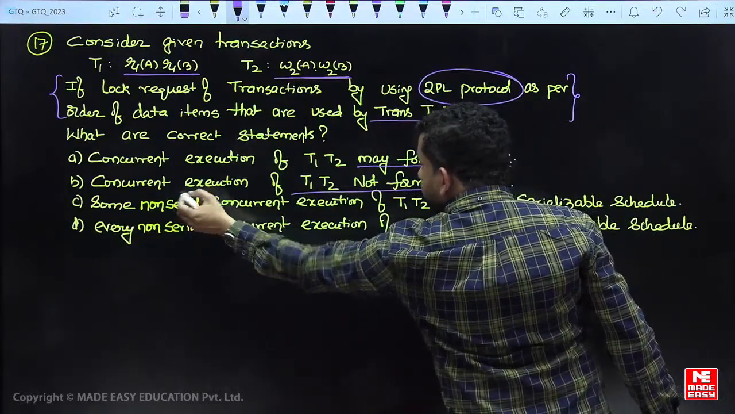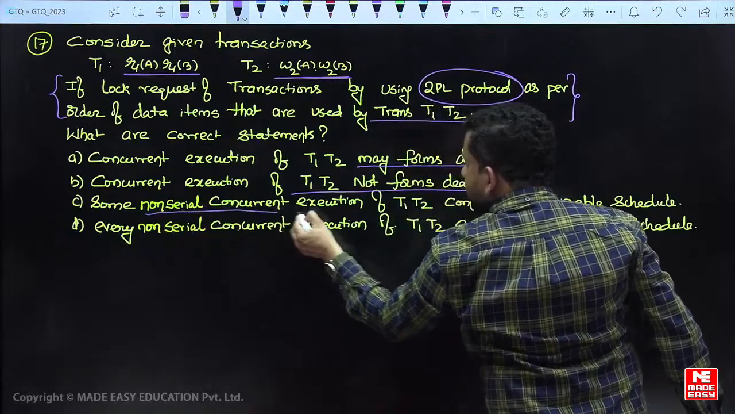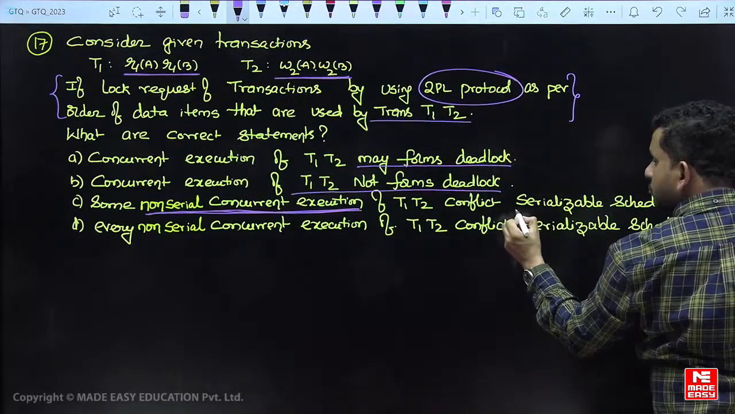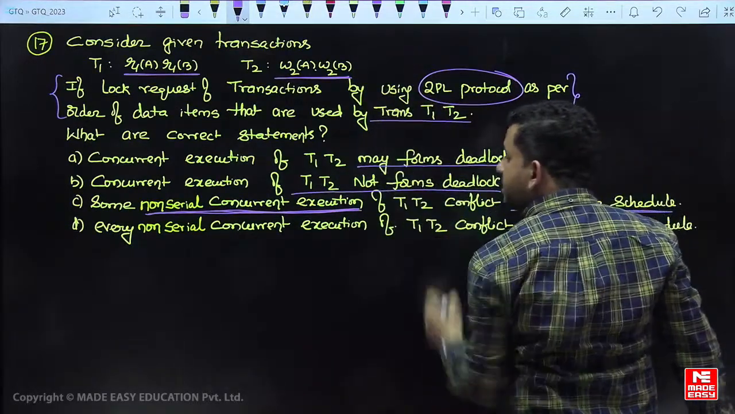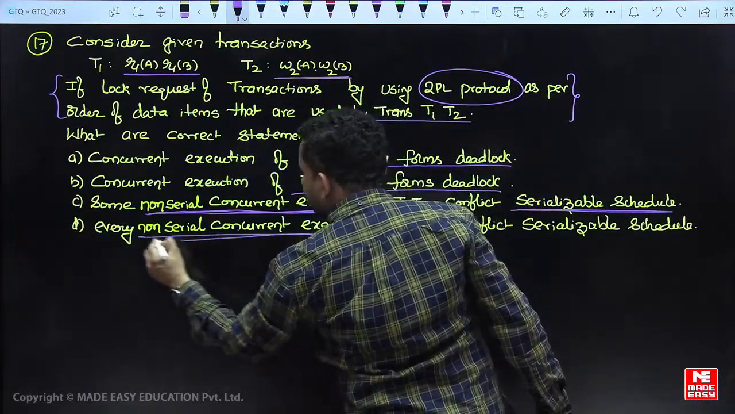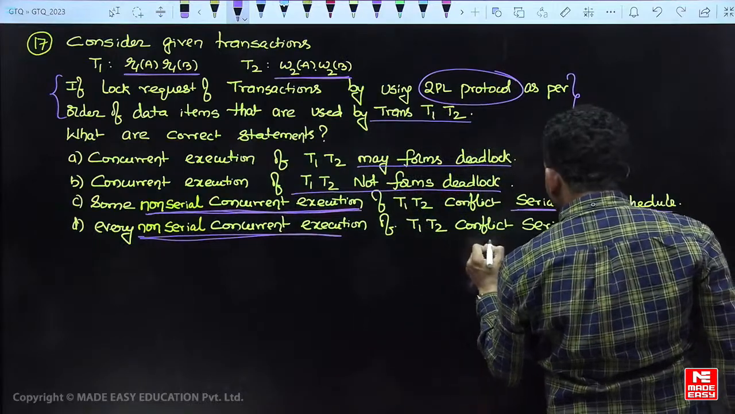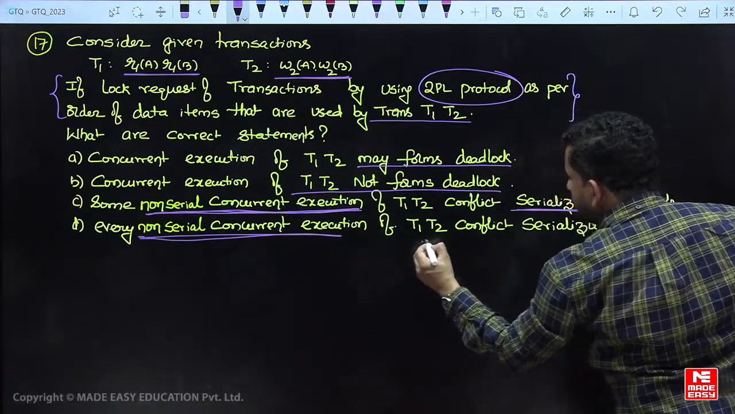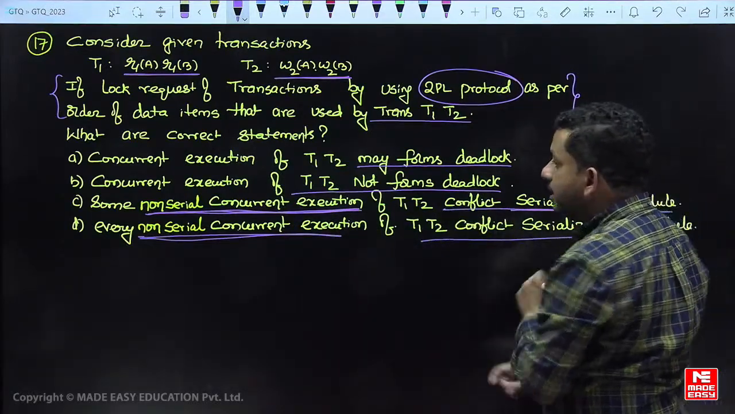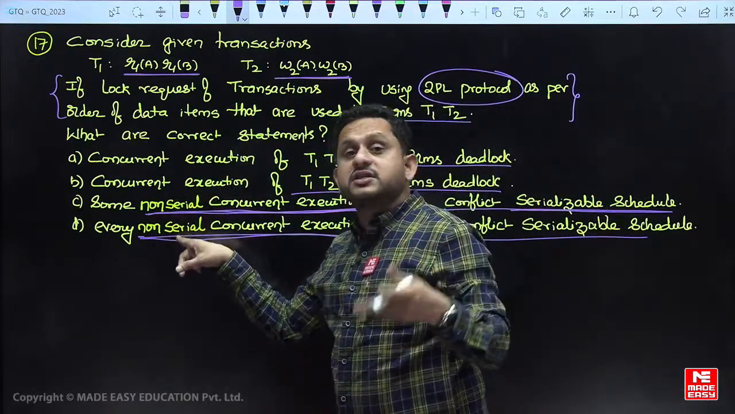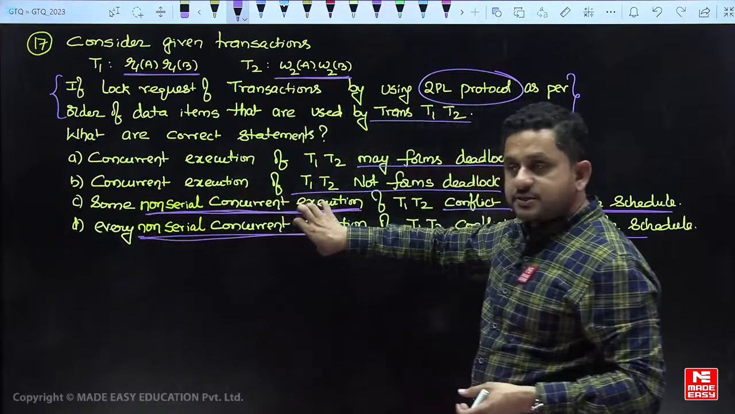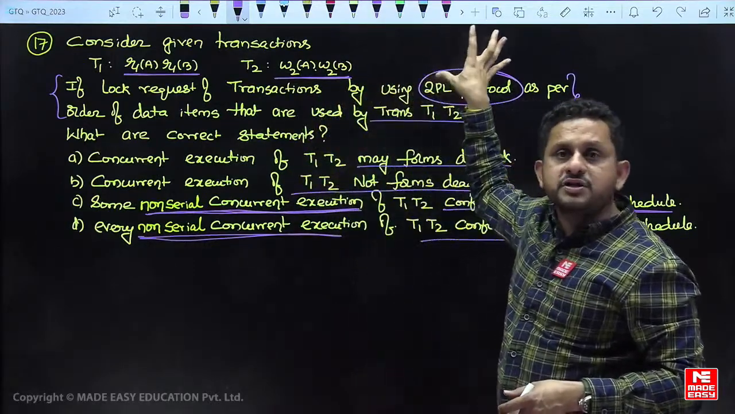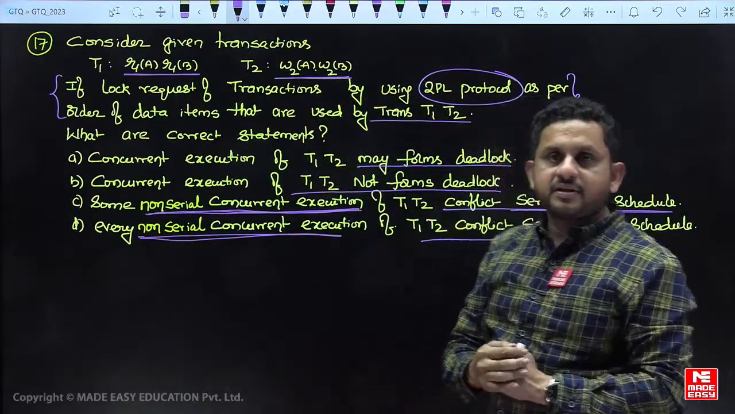At least one non-serial schedule, other than the serial ones, is serializable between T1 and T2. Or every non-serial schedule is conflict serializable. So: at least one non-serial conflict serializable, every non-serial conflict serializable. Two options are related to serializability and two options are related to deadlock. So for T1 and T2 on A and B, the deadlock questions are for the 2PL-based case. Try it.